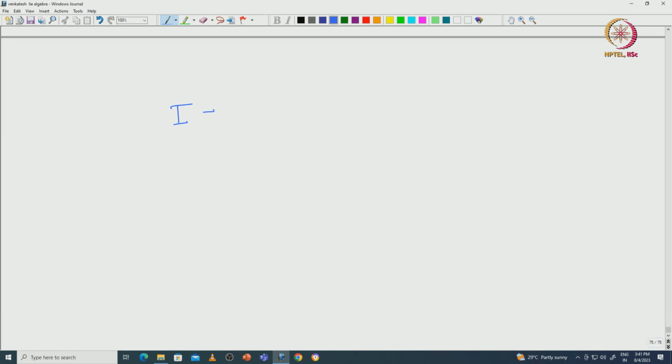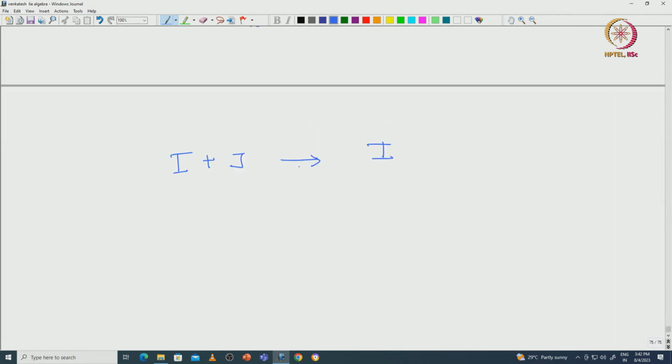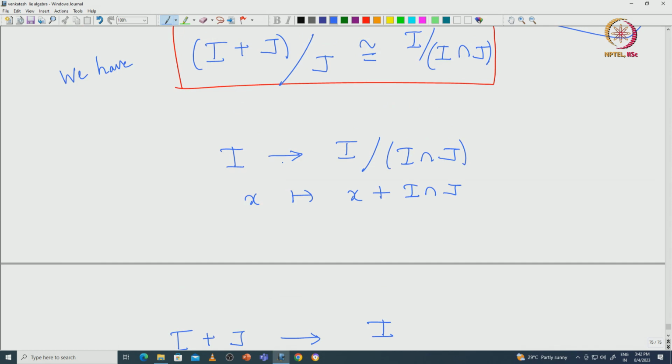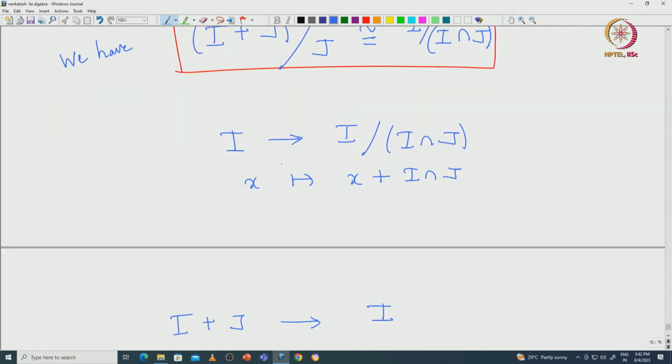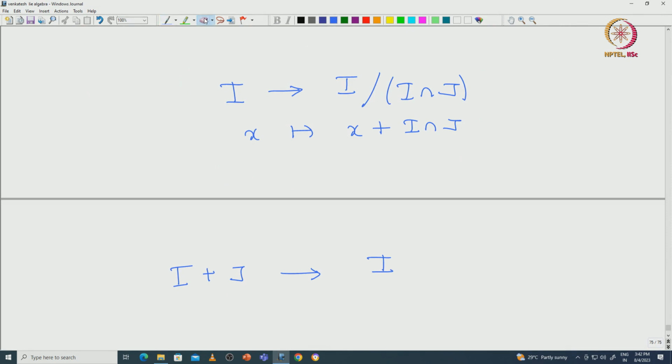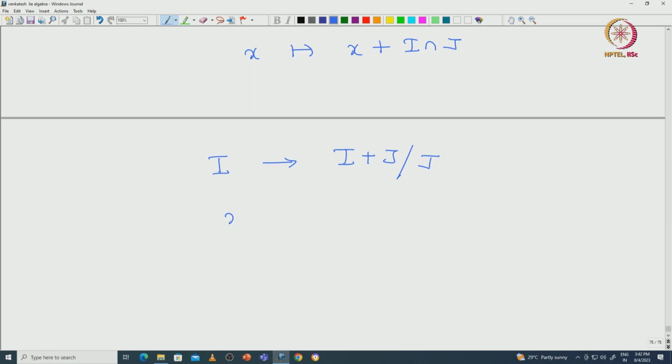So, from I plus J to this I, you just define kind of projection. Maybe actually I can do the other way, that will be easier. Mainly we need to use this first isomorphism theorem. So, you define a map from I to I plus J modulo J. What is the map? You take x, you just send it to x plus J, and this is a well defined map.